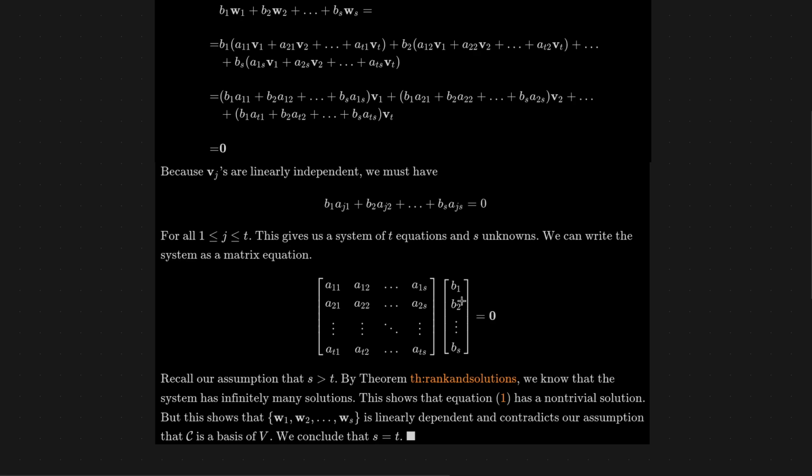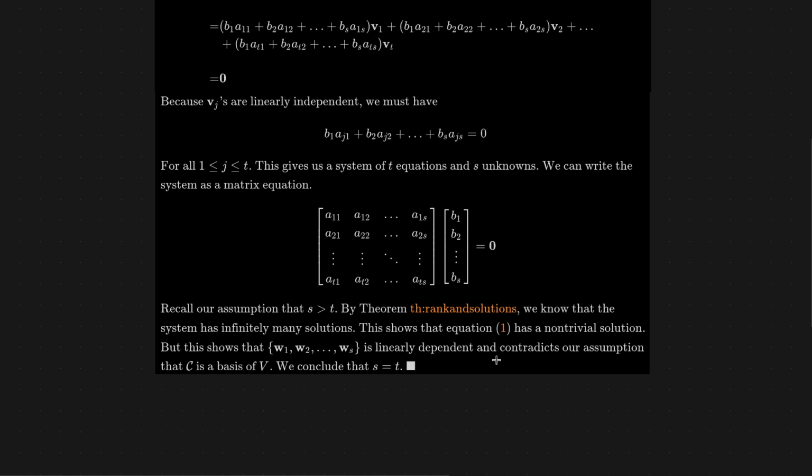So if we put all those equations together, it gives us a system of equations. All right? The coefficients of the system are the A's, so they go in the coefficient matrix. The variables of the system are the B's. Okay? And we know it's equal to 0, the 0 vector.